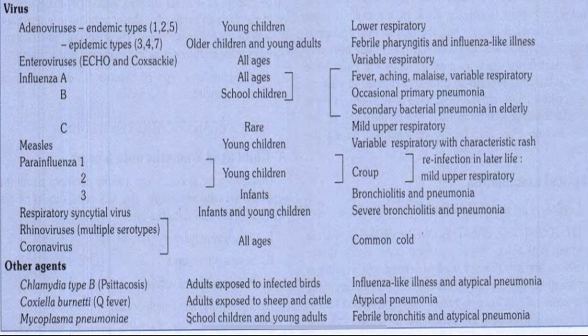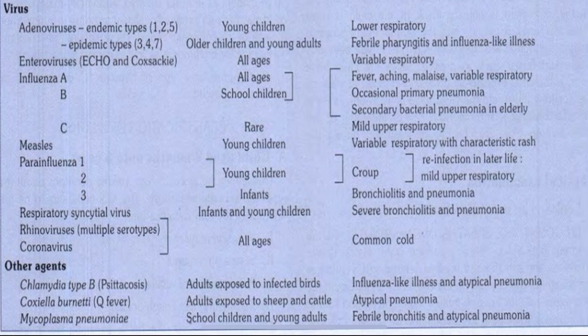influenza-like illnesses. The enterovirus will again affect all ages, producing variable respiratory infections. Influenza A and B will affect all ages and school children, and they present with fever, malaise, variable respiratory infection, and occasional primary pneumonia, and secondary bacterial pneumonia in the elderly. Influenza type C rarely affects individuals, and they will present with mild upper respiratory tract infection. Measles will obviously affect young children, and they will present with variable respiratory symptoms with the characteristic measles rash.